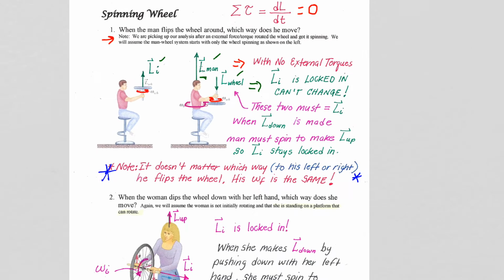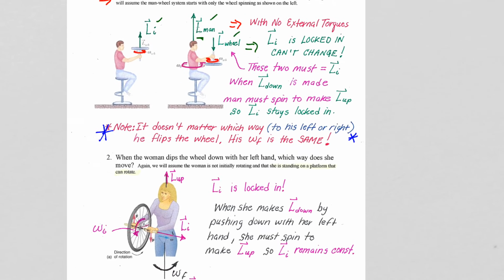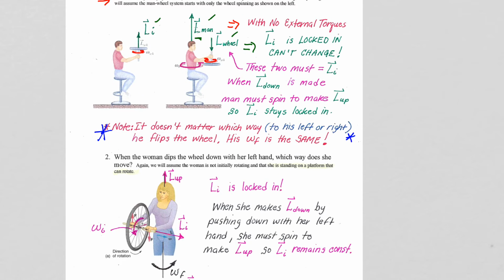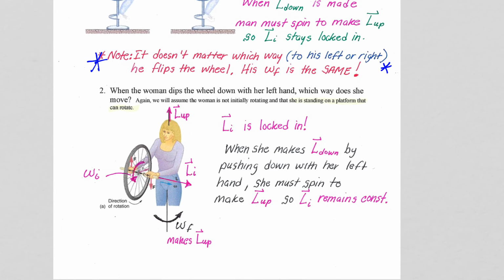Now, the other version of this question, same exact idea, is if we start with the wheel in just a different orientation. Now the woman, she got cut off here a little bit in this picture, but we're assuming she is standing on a platform that is free to rotate. But again, she is starting with the wheel in a position where an external force and torque has spun the wheel, so she is not moving at all. And the only angular momentum in the system is this angular momentum to the right based on the omega initial, so get that in there, the wheel rotating in this direction.